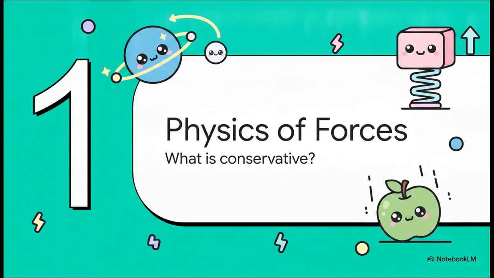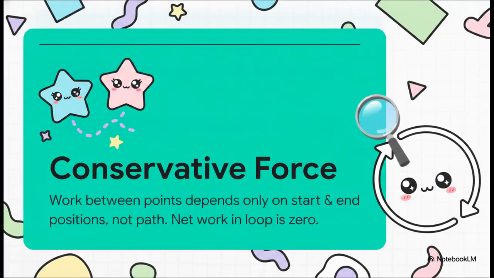Before we even glance at an equation, we really need to ground ourselves in physical reality. The crucial point to remember here is that a force is defined as conservative if the work required to move an object between 2 points depends strictly on the start and end points. The path you take literally doesn't matter. And the biggest consequence of this is that the net work done around any closed loop has to be exactly zero. Basically, moving in a full circle costs you absolutely zero net energy.